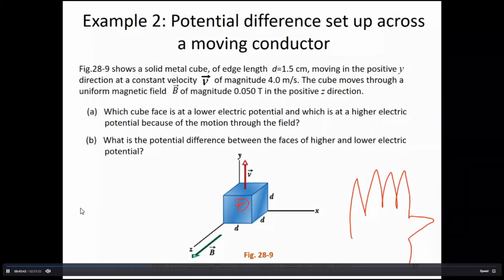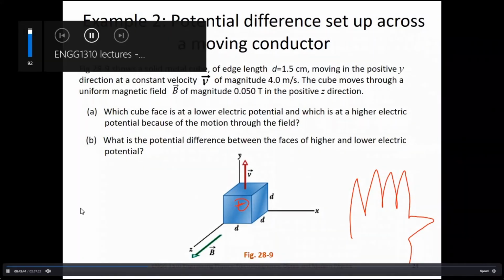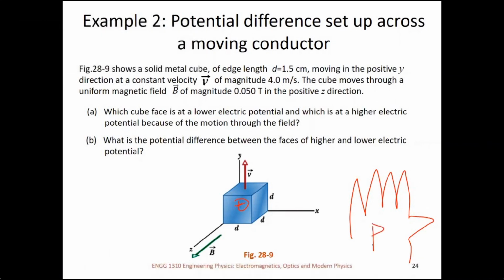So forget about that. This would be the palm side of your hand. Your thumb is pointing to the positive x direction, right? But it is a negative charge, so the negative charge will have the force going to the left side. So this is a force, negative, so we are going to have the negative charge accumulated on the left side.